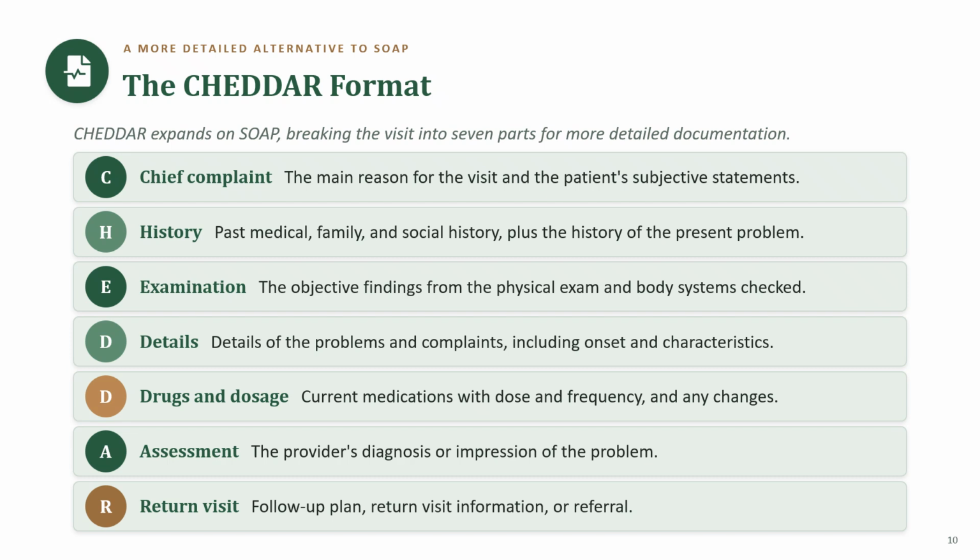Notice how Cheddar maps onto what we already learned. The chief complaint and history are largely subjective, the examination is objective, and the assessment and return visit mirror the A and P of SOAP. So if you know SOAP and you know subjective versus objective, Cheddar is just a more detailed cousin.